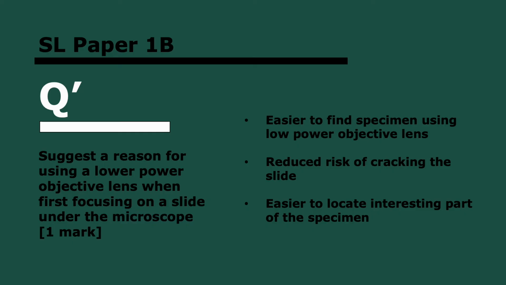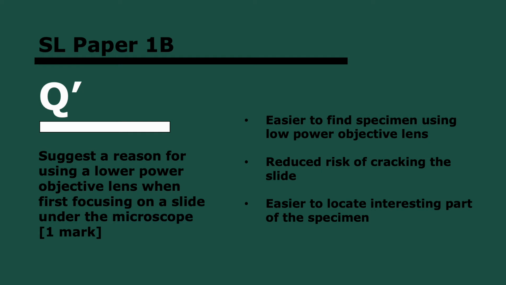So first of all, answer 1 and 3, in my opinion, is basically the same thing, but IB decided they're different in their mark scheme. So it's basically being able to find the specimen or the interesting part that you're looking at in the specimen. So when you use a lower power lens, you get a wider view of the slide, so that you can choose what you want to zoom into.